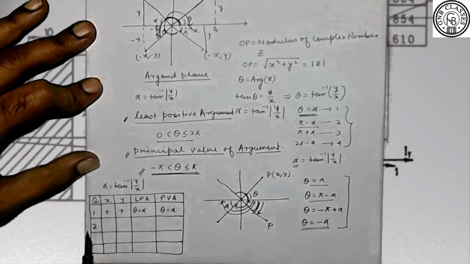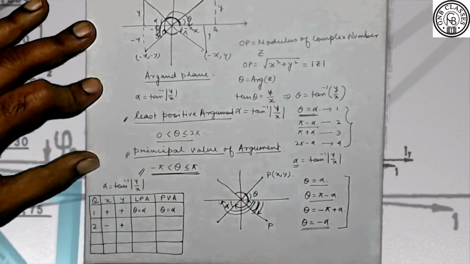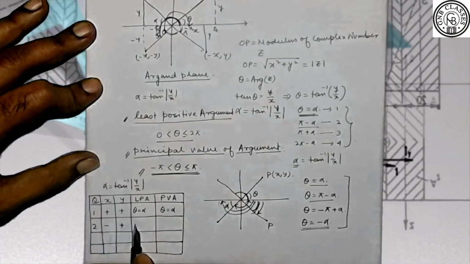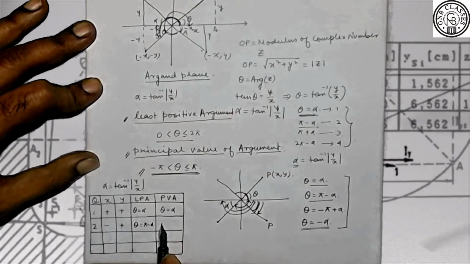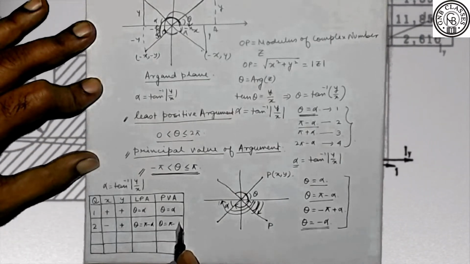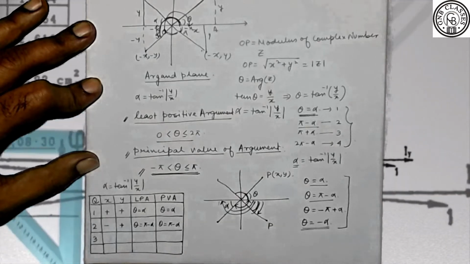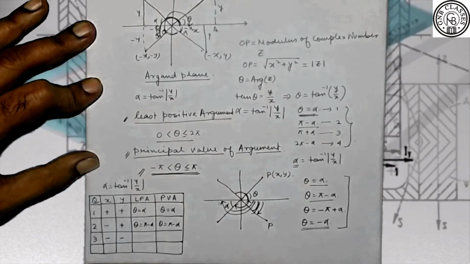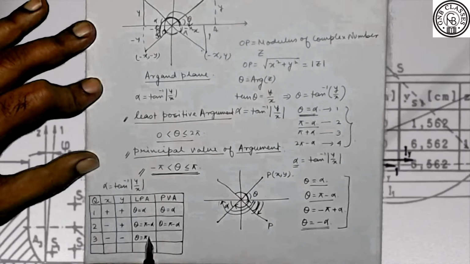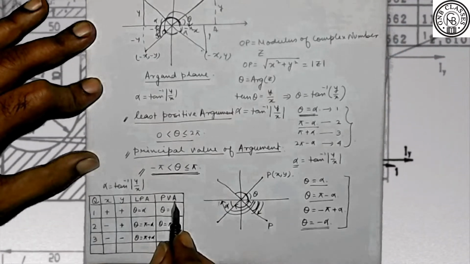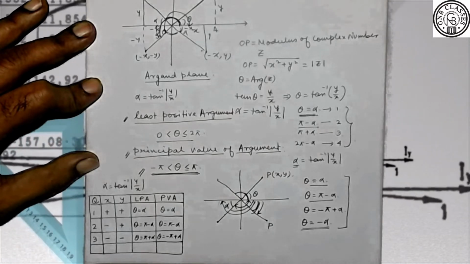When the point is in the second quadrant, that is x is negative and y is positive, your least positive argument theta is pi minus alpha. Same thing with principal value of argument, it's pi minus alpha. But when the point is in the third quadrant, that is x is negative, y is negative, least positive argument is pi plus alpha, but principal value of argument is minus pi plus alpha. Correct?